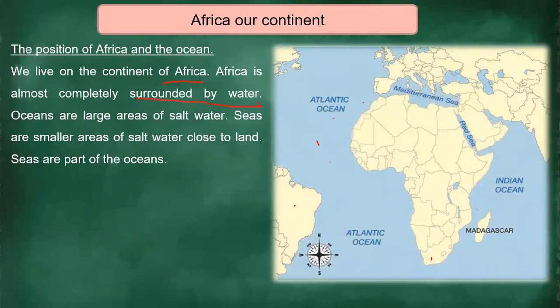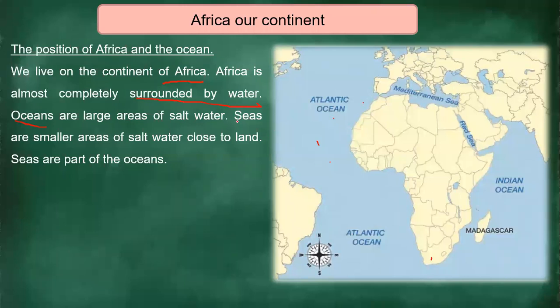I told you guys that whenever you see something colored blue on the map, it portrays water, a river, or an ocean. So here you can see that Africa is actually surrounded by water. Oceans are large areas of salt water. That is the definition of an ocean. These are oceans. They are large areas, and this water has salt.